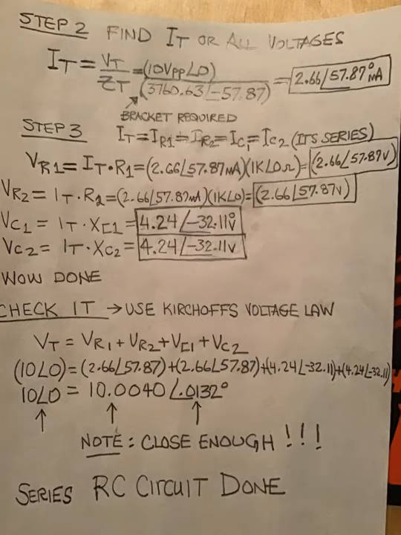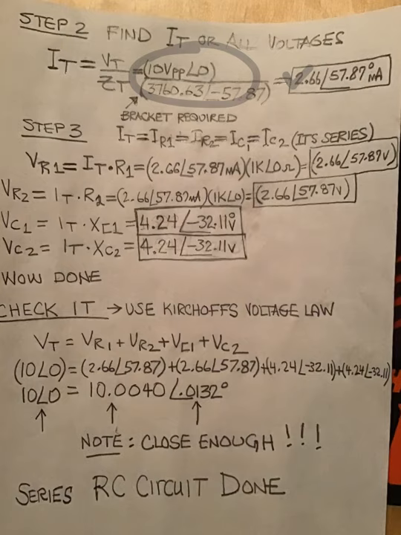Page 2, step 2. Now it's time to find the total current. Since we have the total voltage and we have the total impedance, then we can set this equation up here, just Ohm's law, and come up with the answer in front of the check mark. Go ahead and try that on your calculator. Pause the video. See if you can mimic what I've done.